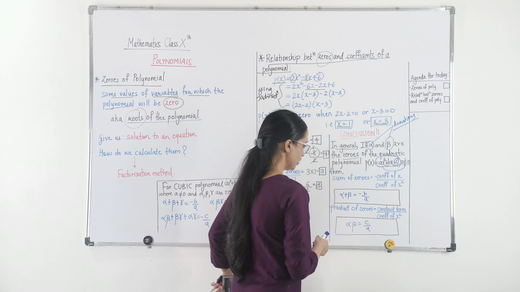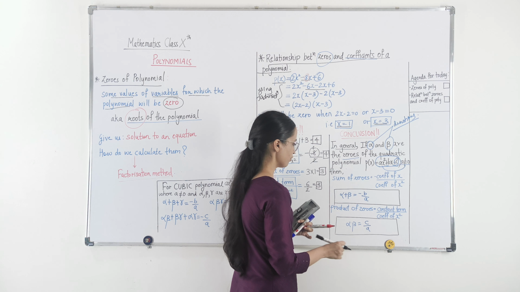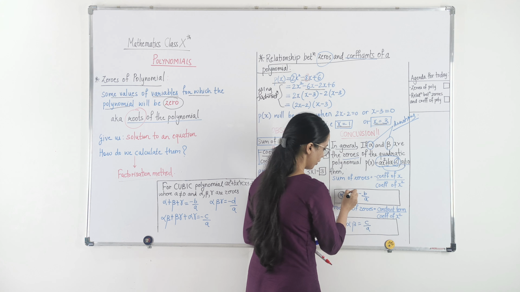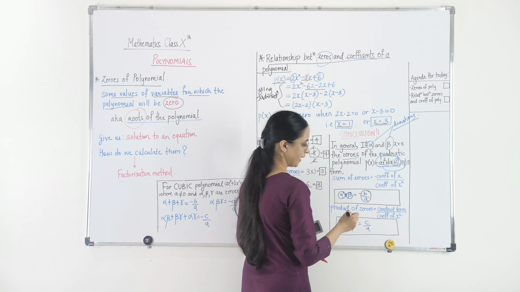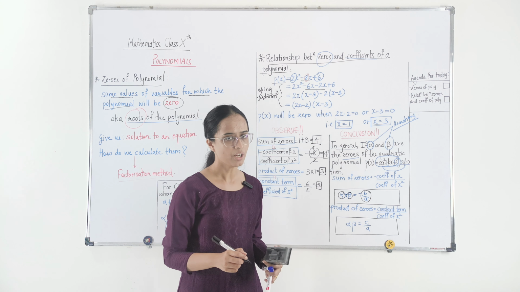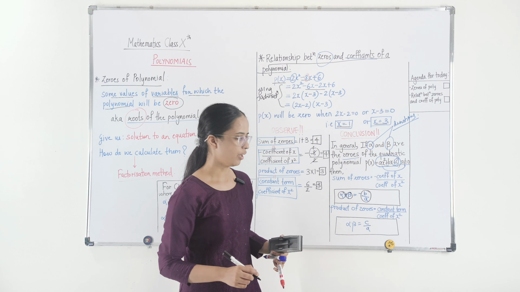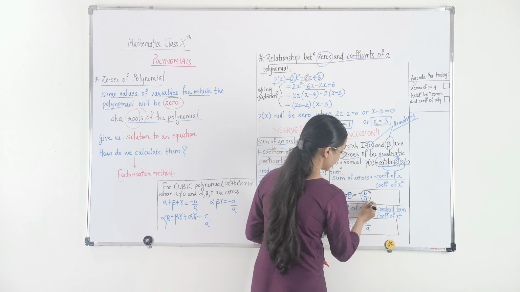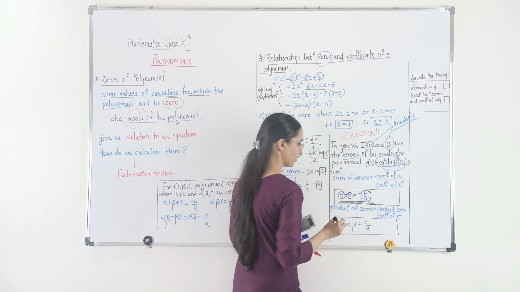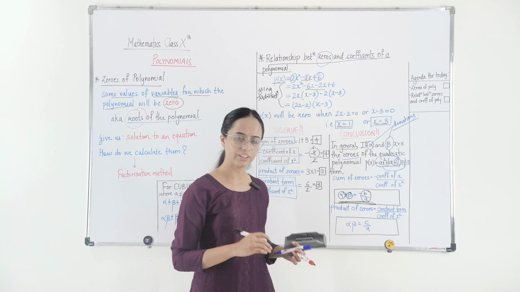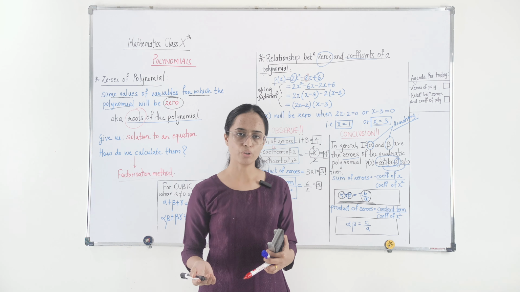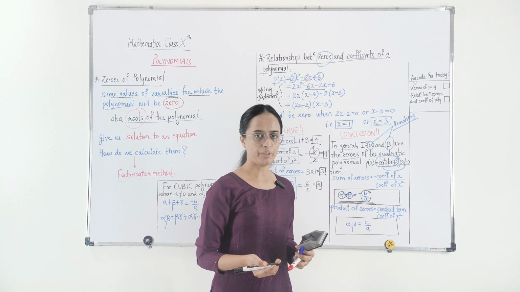So here if you see, on one side we have the zeros of the polynomial, and on the other side of the equation we have the coefficients of the polynomial, and that is why we would say that there is some kind of relation that has been established between the zeros of the polynomial and the coefficients of the quadratic polynomial.